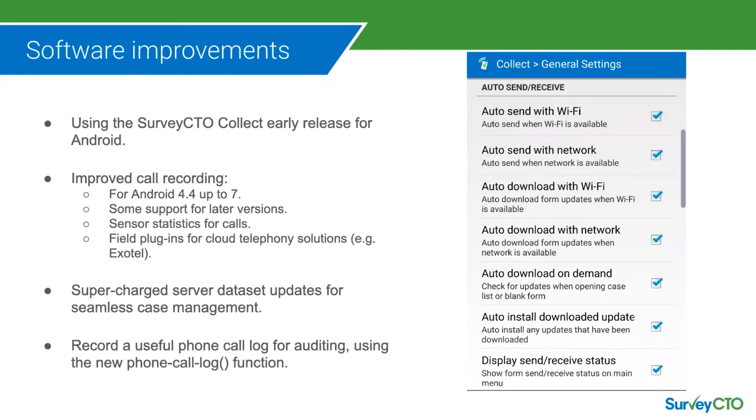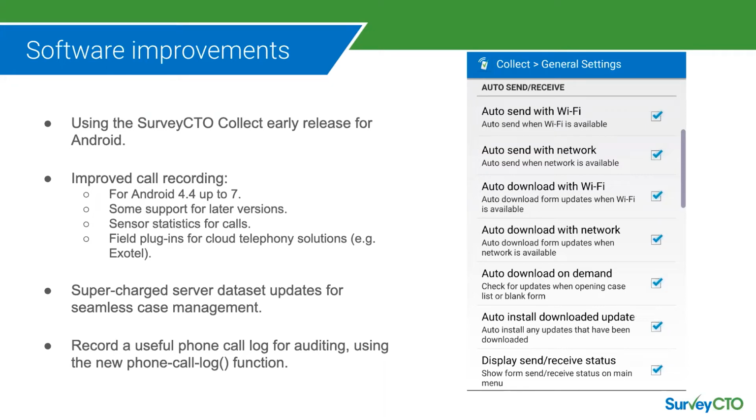Just this week, we have released a software update for SurveyCTO Collect for Android, which dramatically improves CATI. This version is an early release, not yet available via the Google Play Store. So you'll have to install version 2.70.1 and future early releases from the product documentation. We also have a guide to early releases on the support center, which will answer any common questions you might have about early releases. The following improvements are noteworthy.